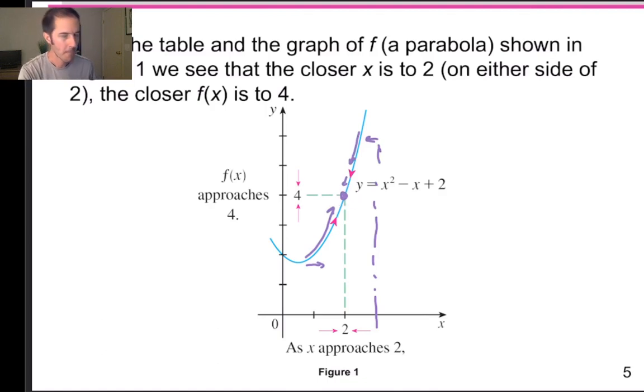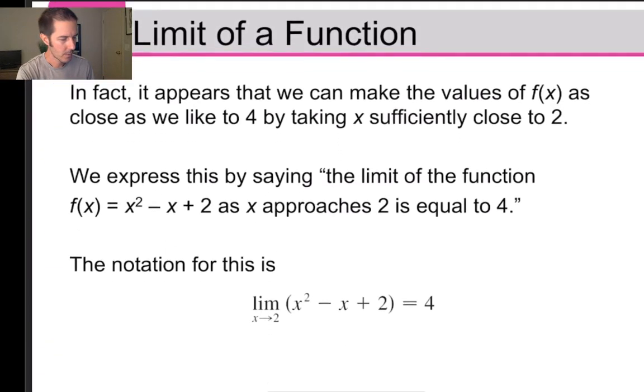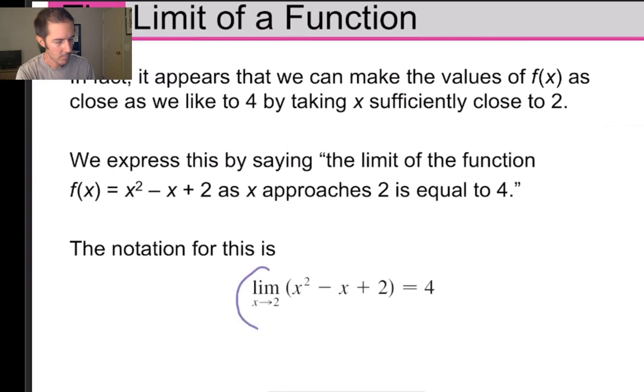Now in the table of values that we saw, we never actually plugged in an x value of 2, and that's because when we're working with limits, we're not actually concerned with what's happening at the specific x value. I don't want to know what's happening when x equals 2. I want to know what's happening as we get really close to an x value of 2.